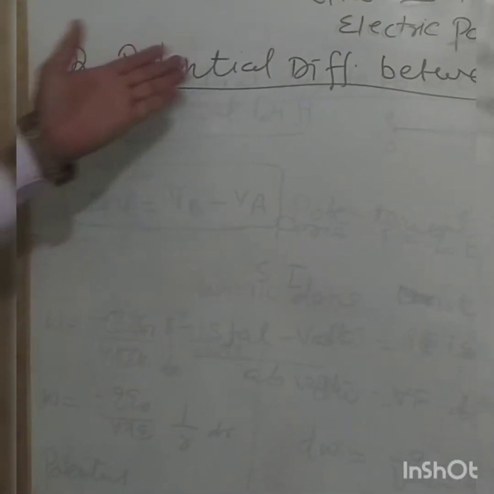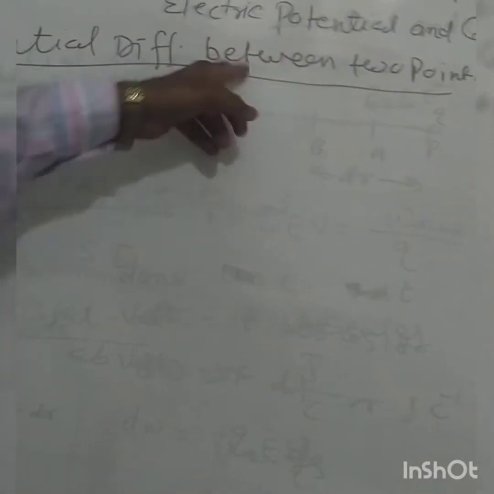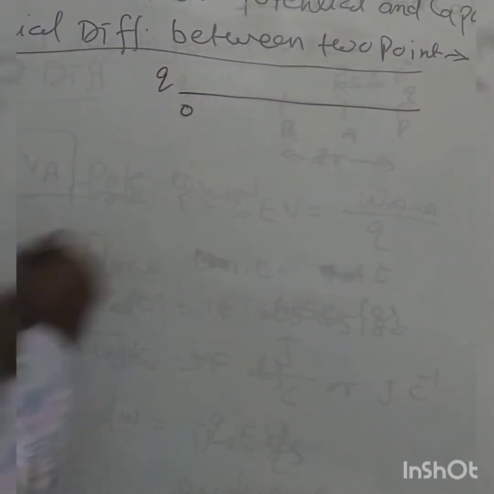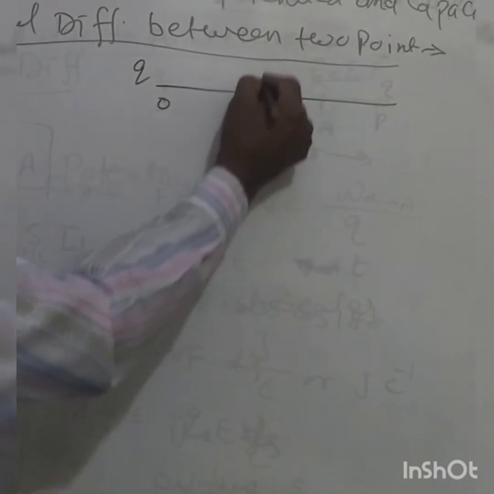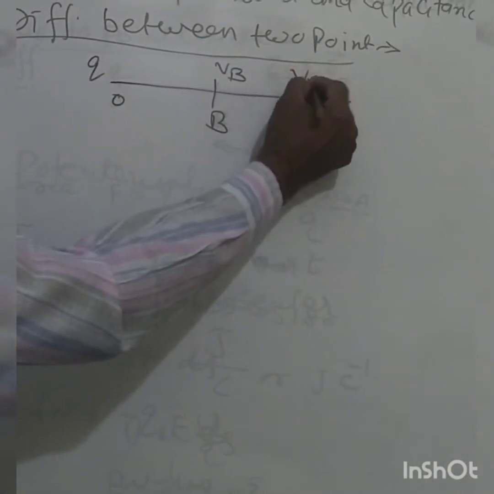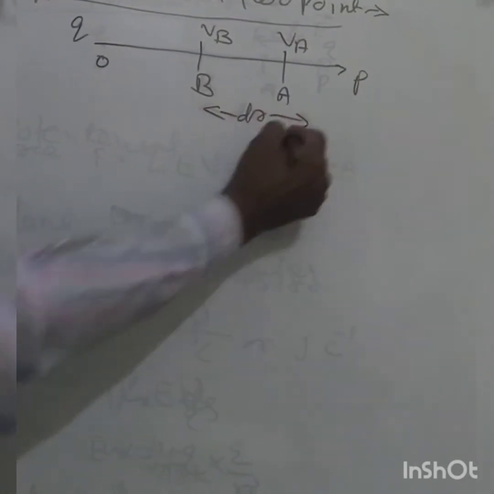Okay, now we are going to derive the potential difference between two points, how much potential we have. Suppose we have a point where charge Q is placed. This is point B, where the potential is VB. This is point A, where the potential is VA, and this is the point P, and the distance is dr.